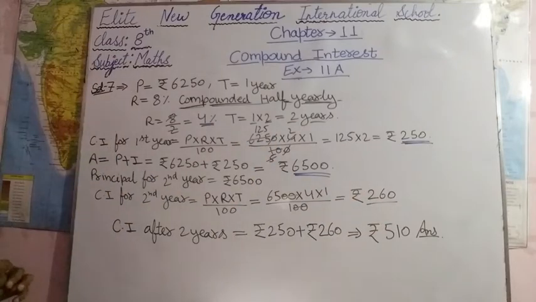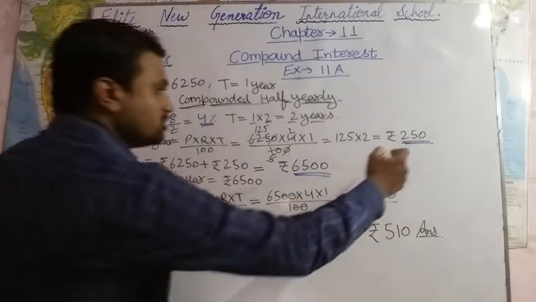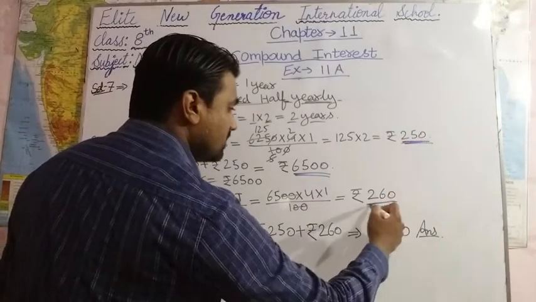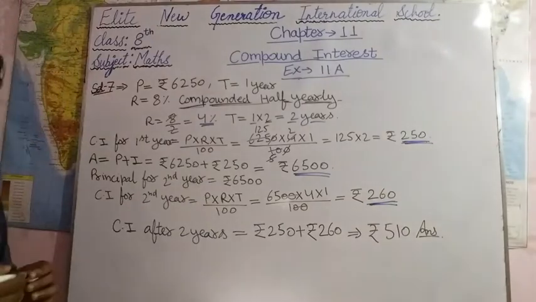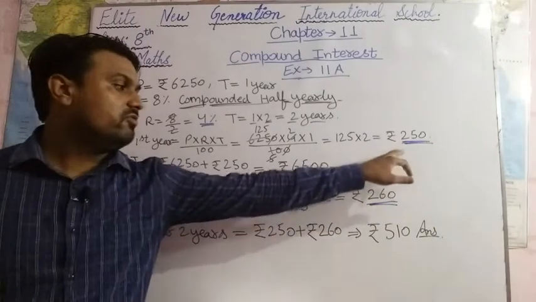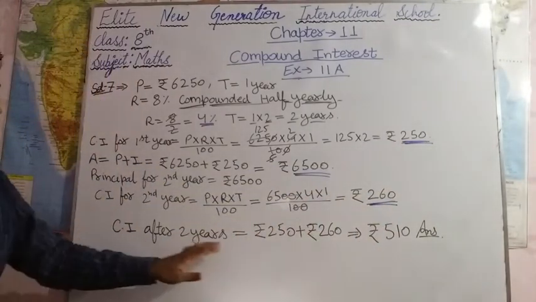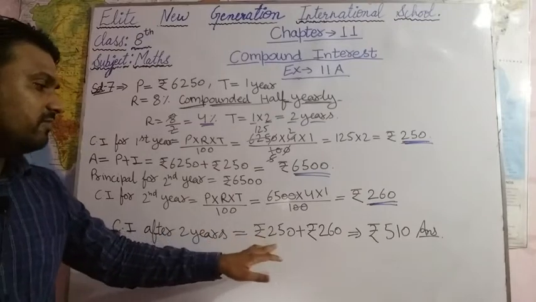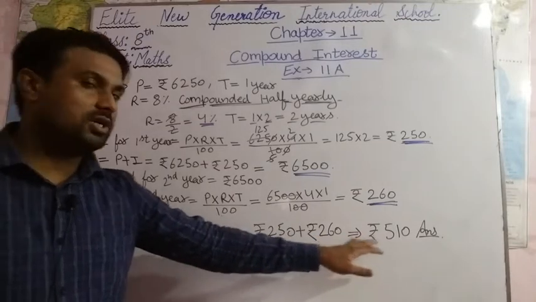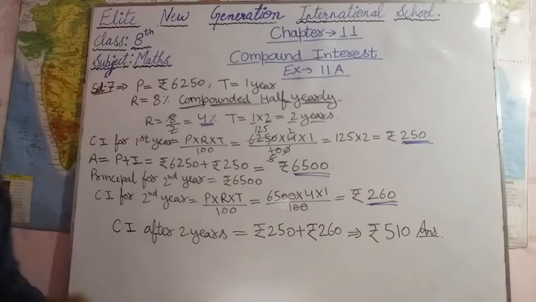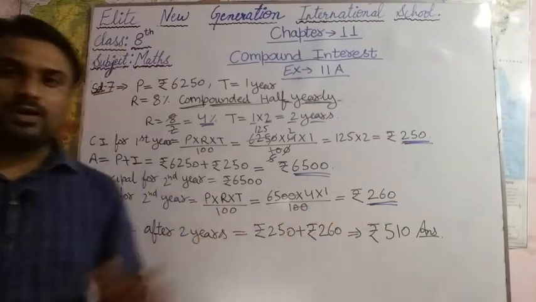Now after this we have to calculate compound interest after 2 years. So this was the CI of first year and this is the compound interest of second year. So total compound interest will be added. So compound interest after 2 years will be rupees 250 plus rupees 260, it will be rupees 510. So 510 will be the answer.